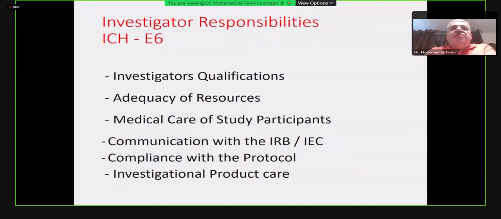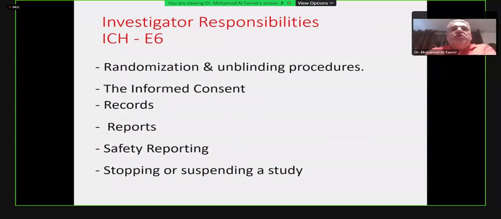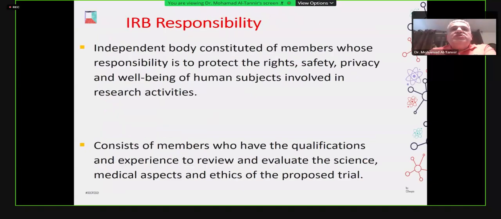We will talk in detail about the investigator responsibilities in the second presentation. So let's talk a bit about IRB responsibility. As I said, it's an independent body, a committee constituted of members whose responsibility is to protect the rights, safety, privacy, and well-being of human subjects involved in research activities.